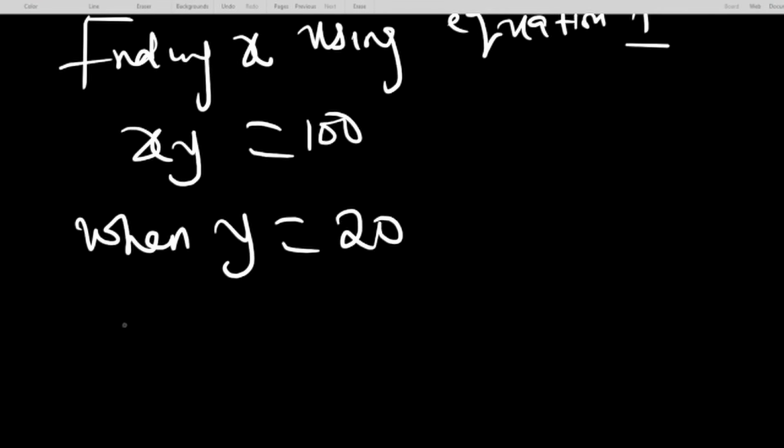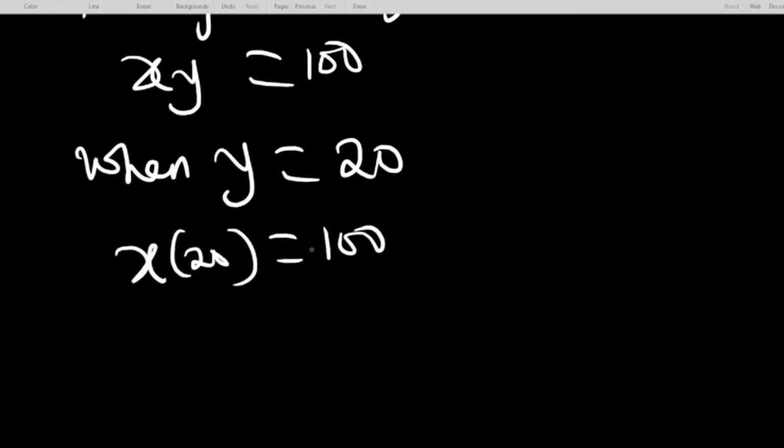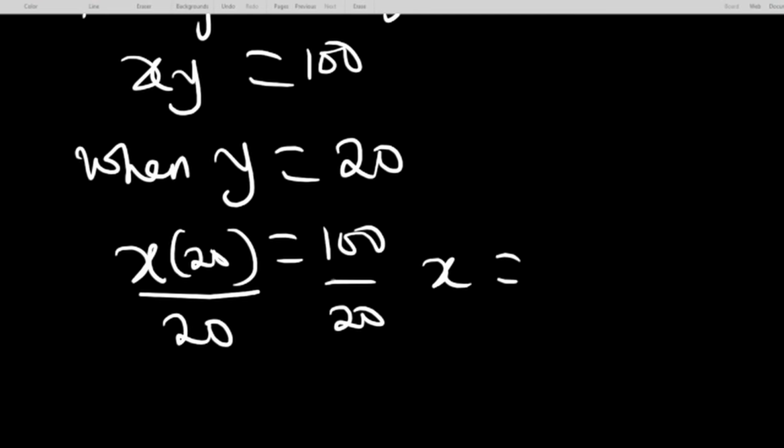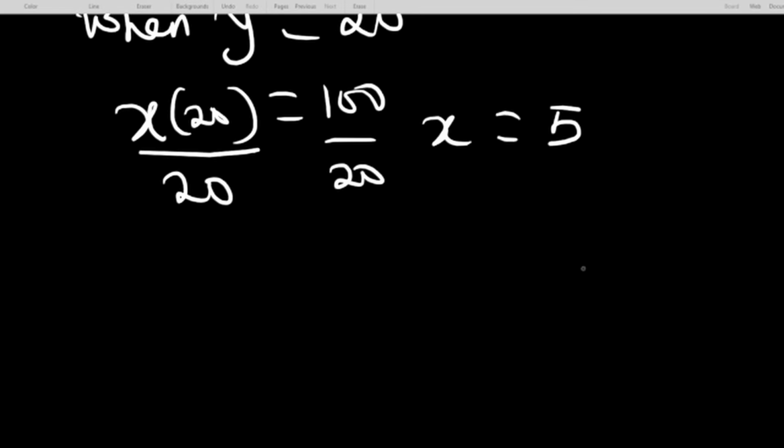So when y is 20, we have x multiplied by 20. This is equal to 100. So to find the value of x, we simply divide both sides by 20. And then we have that x equals 100 divided by 20. So let's see. 100 divided by 20 should give us a 5. Correct. So 100 divided by 20 is a 5. So we say that x equals 5 when y equals 20. Okay? And then we check for the next one.